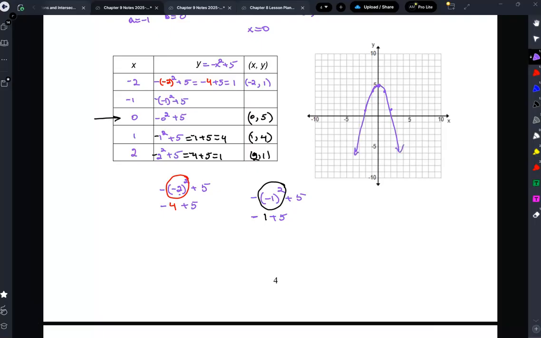Cool? I think your screen's frozen. Oh, it is frozen. Okay, here we go. So there we go. All right. So the worksheet for this is homework.